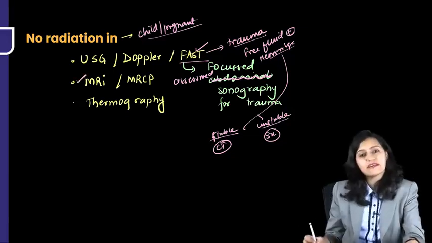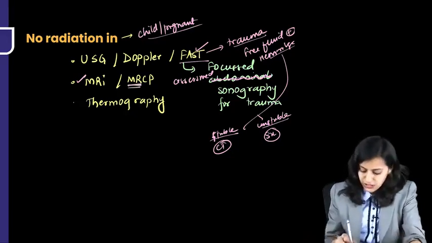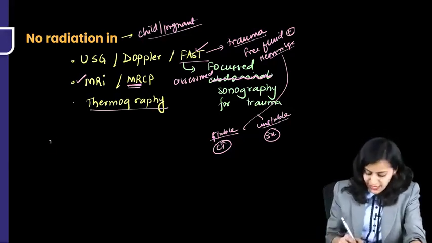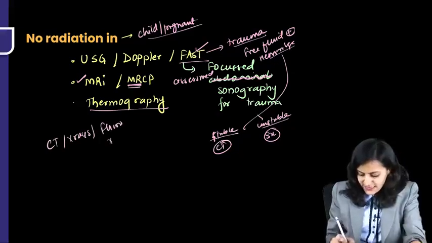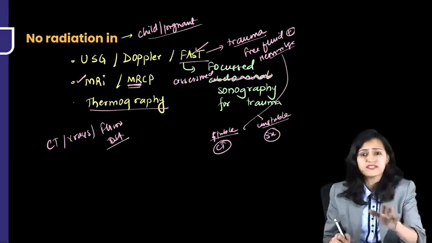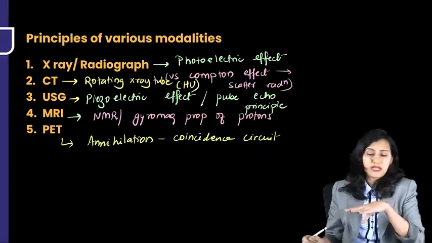MRI we said does not have radiation exposure. So similarly, MRCP does not have radiation exposure. Another investigation is thermography, which has no radiation exposure. X-rays, a CT scan, a fluoroscopy, DSA, all the contrast X-rays, IVP, HSG, MCU, RGU, all of them have radiation exposure. So what are the principles of the various modalities?